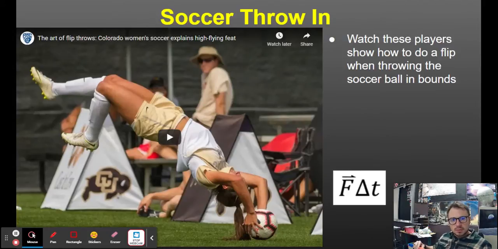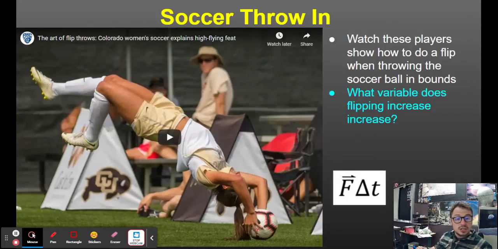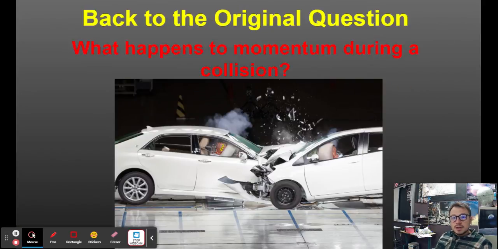And I just want you to say, well, which variable does flipping increase, right? So it doesn't necessarily make them stronger. It doesn't necessarily increase the force. But what flipping does is it's applying that force for a longer period of time so that ball can go really far.